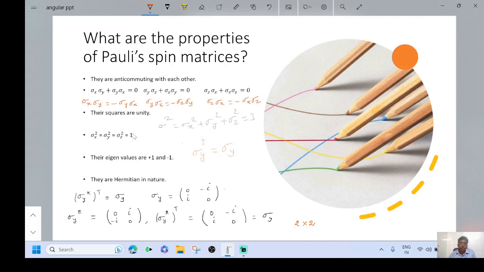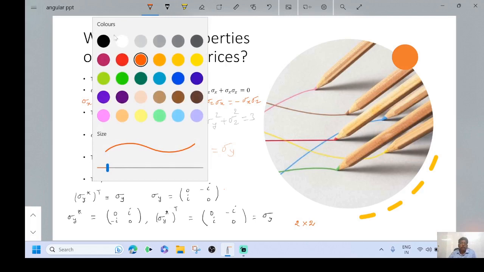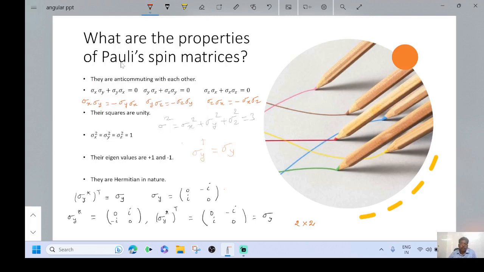If sigma y dagger equals sigma y, then sigma y is Hermitian. Sigma y dagger means conjugate transpose. This is the sigma y matrix. Find sigma y star. Star means change the sign of i. This minus i is changed into plus i, and this plus i is changed into minus i. Then take the transpose, converting columns into rows. Now we get the same sigma y matrix. Therefore, we can say Pauli spin matrices are Hermitian in nature.